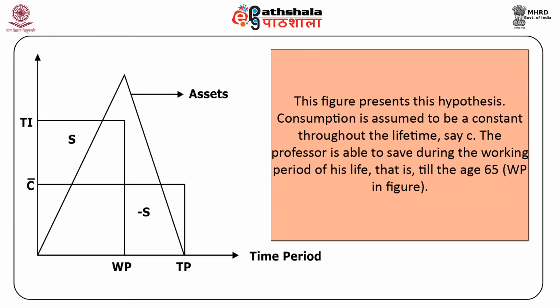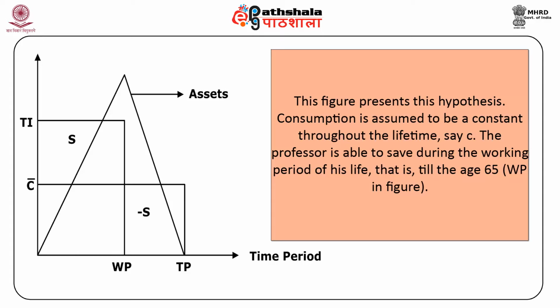This can be graphically examined. The figure presents this hypothesis. Consumption is assumed to be a constant throughout the lifetime, say C. The professor is able to save during the working period of his life, that is, till the age 65, which is denoted by WP in the figure.